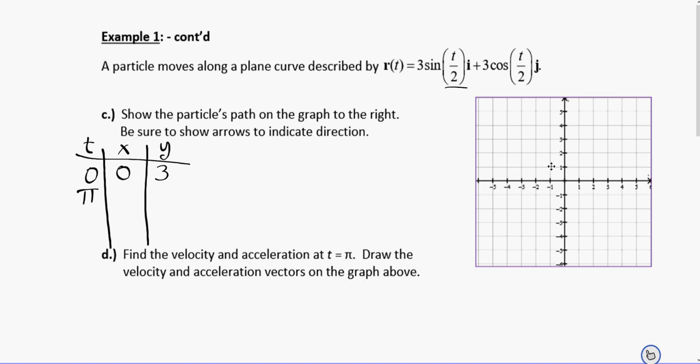All right, so the sine of pi over 2, I'm going to substitute it in right here. Sine of pi over 2 is 1, times 3 is 3. Yay, unit circle. Cosine of pi over 2 is 0, and times 3 is 0. The next number I should substitute in? 2 pi.